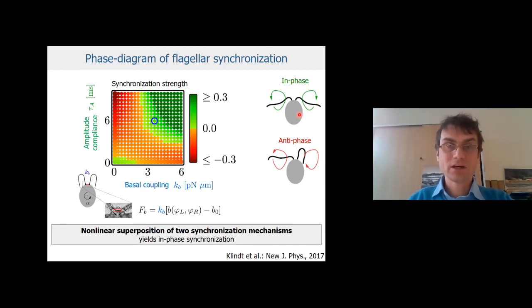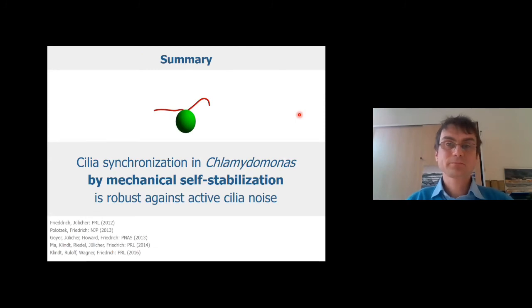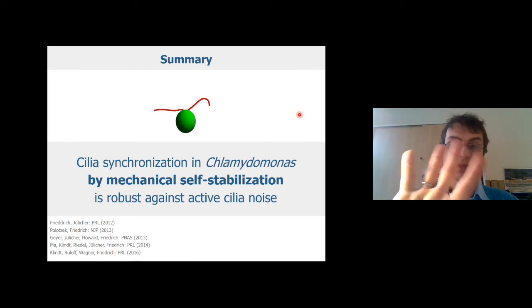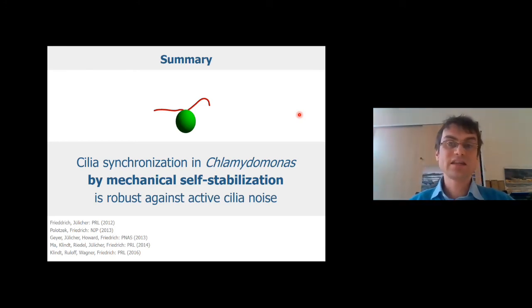So that was a sped up outlook on previous work on synchronization in Chlamydomonas. And we've shown that for free-swimming Chlamydomonas cells, we have this additional mechanism of synchronization by mechanical self-stabilization: any perturbation of synchronized beating gives rise to a rotational rocking motion of the cell, and this stabilizes synchronized beating even if we account for active cilia noise.